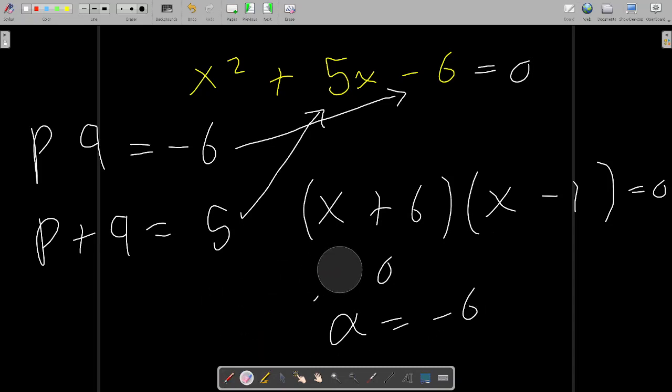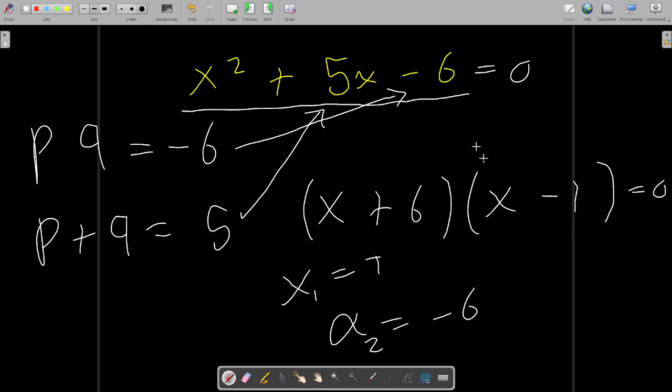And then the next one, x minus 1 equals 0. To find x, we add 1 to both sides. That means x equals 1. So these are the two roots of this trinomial. There we have it. There is our answer for the first trinomial.